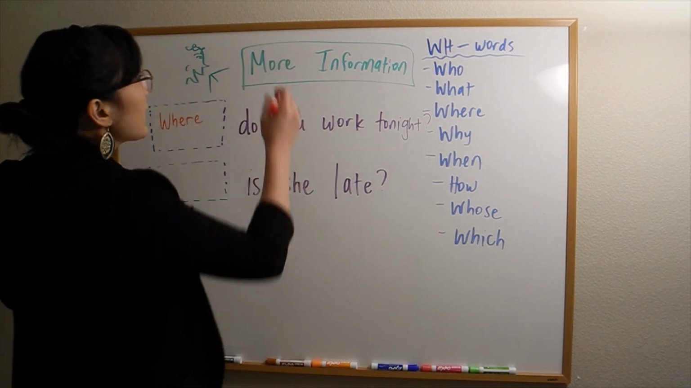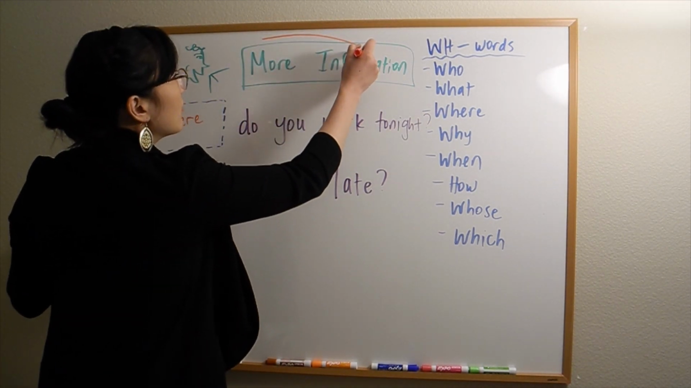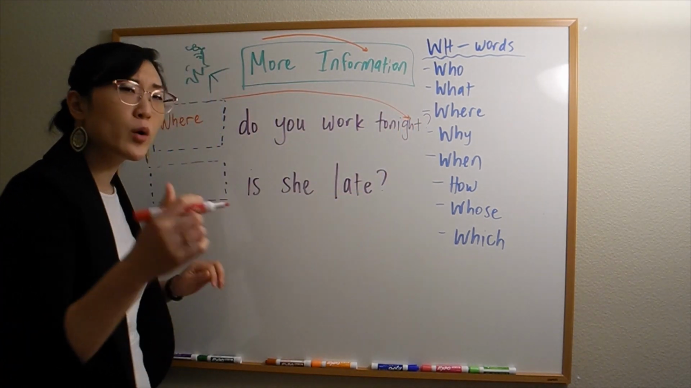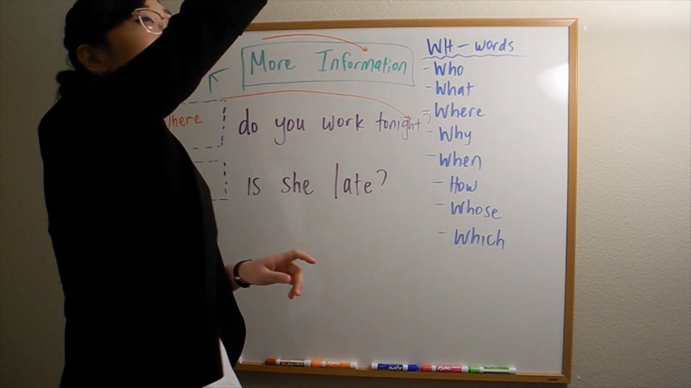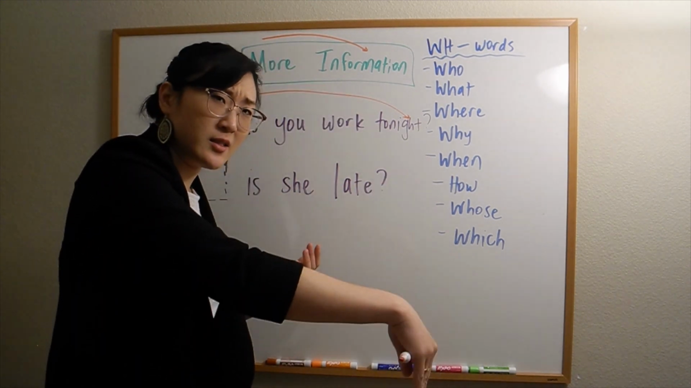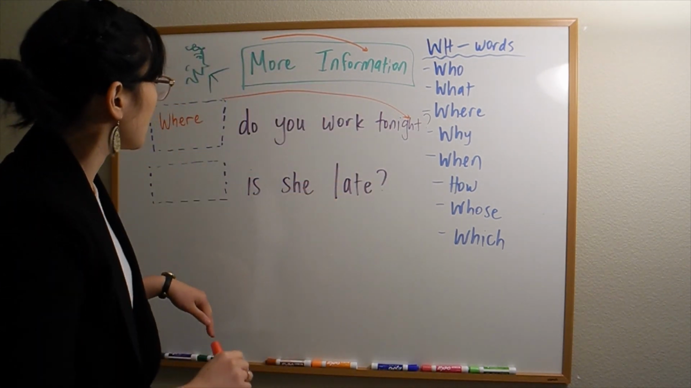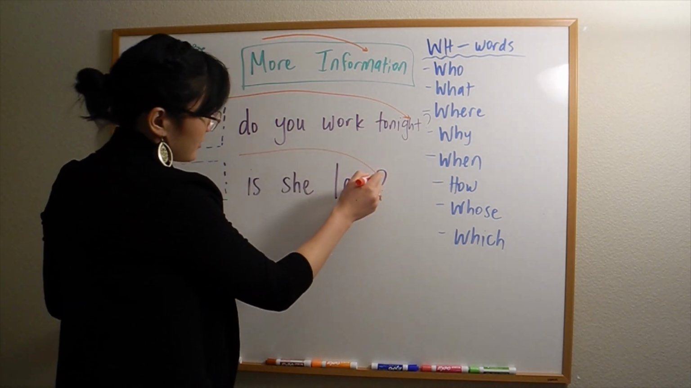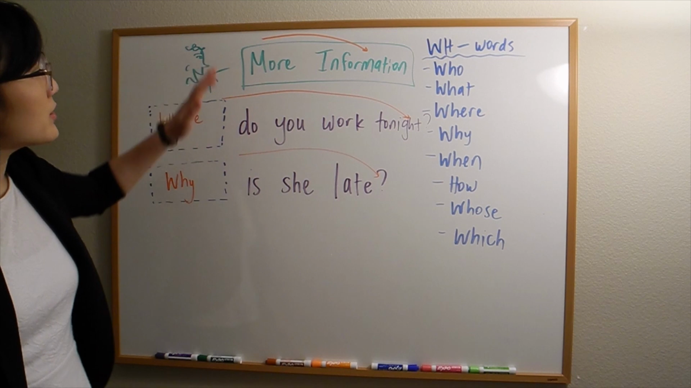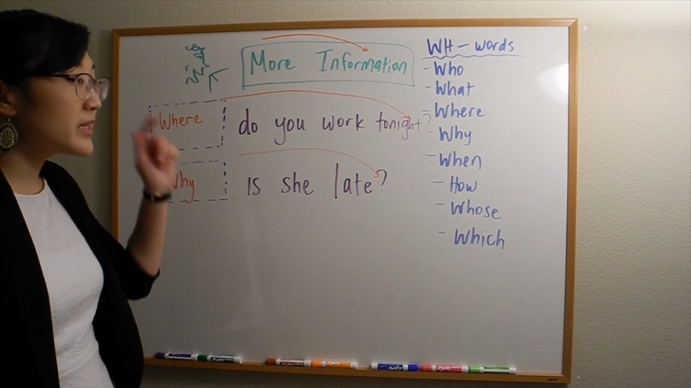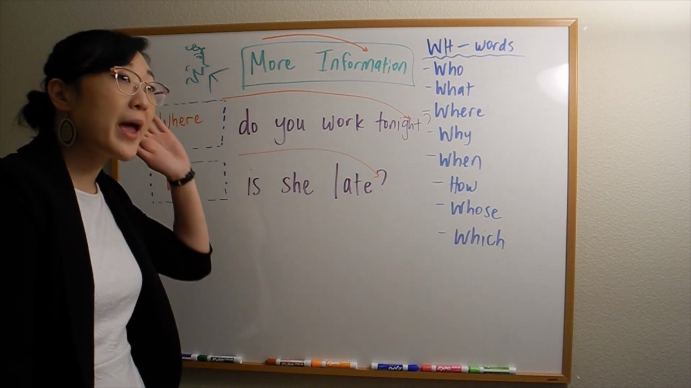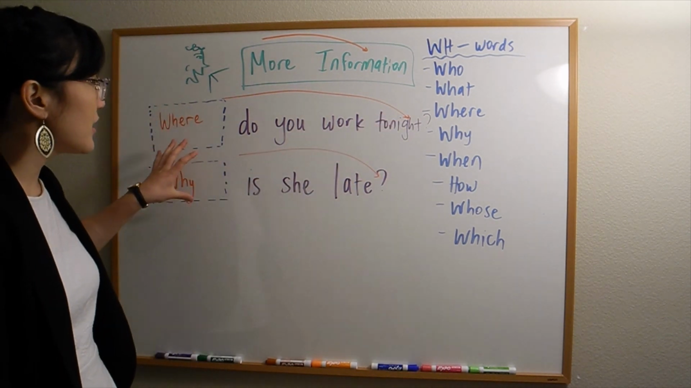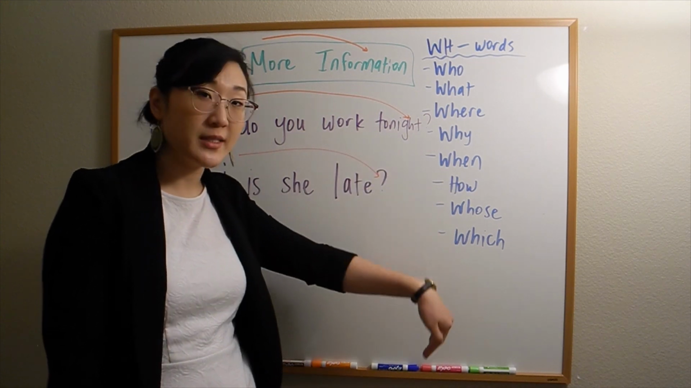So for more information, the intonation goes down. Where do you work tonight? It's not, where do you work tonight? No, where do you work tonight? It goes down for more information. Or, why? Why is she late? Right? In both these cases, the listener is paying attention to what word you use in front and your intonation going down.